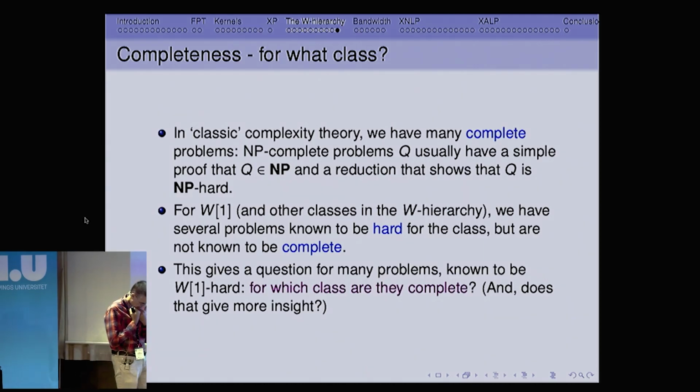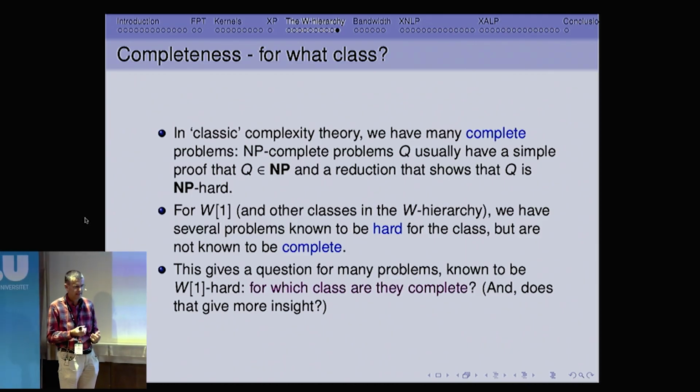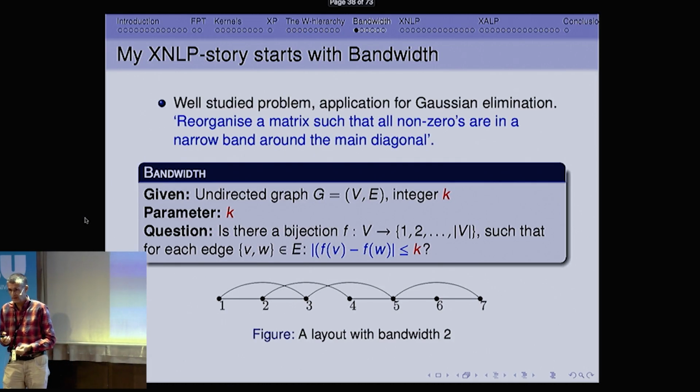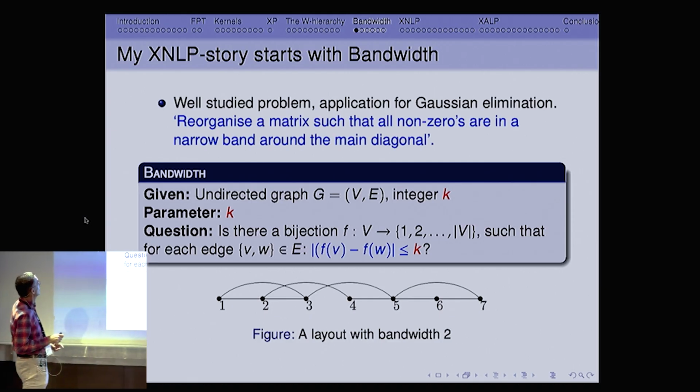So the question I had at some point, and I looked at another problem: for what problems are these classes actually complete? Are there classes for which we can say that these problems are actually complete? And if so, does that help us to get even more insight? So that's the question. And my story started with a problem called bandwidth.